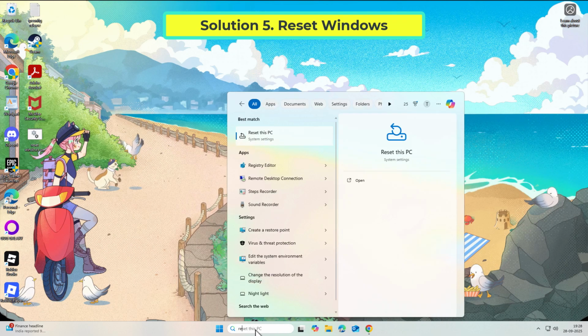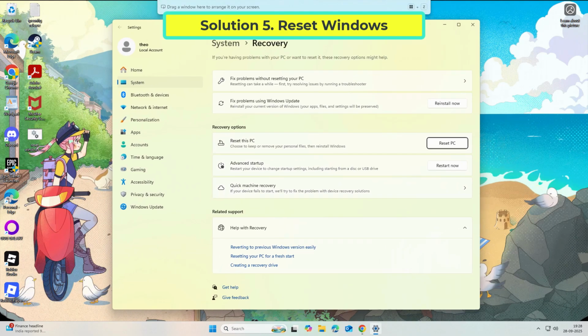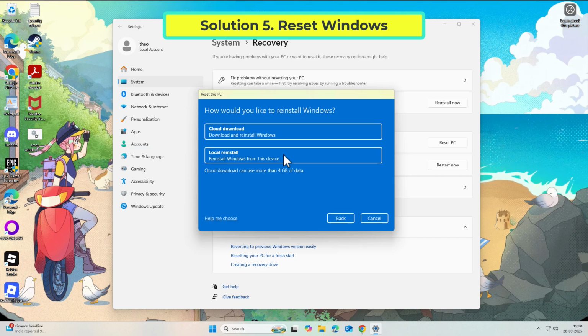Solution 5. Reset Windows. If none of the previous solutions resolve the issue, consider resetting Windows. Keep in mind that this is a time-consuming process, as the Windows reset will remove all your apps and require reinstallation.